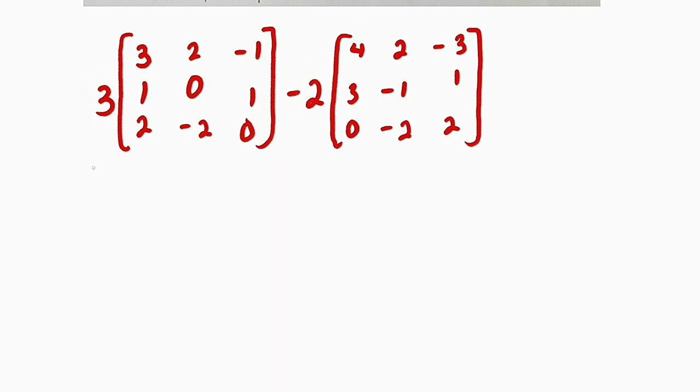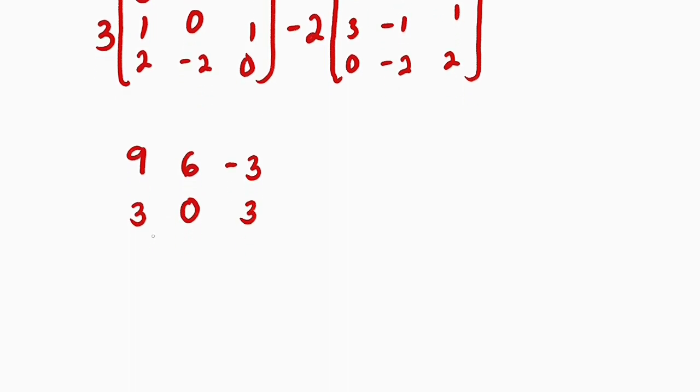So let me start with this one. 3 times 3 will give us 9. 3 times 2 is 6. 3 times negative 1 is negative 3. Then second row, 3 times 1 is 3. 3 times 0 is 0. 3 times 1 is 3. Then the third row, 3 times 2 is 6. 3 times negative 2 is negative 6. 3 times 0 is 0.